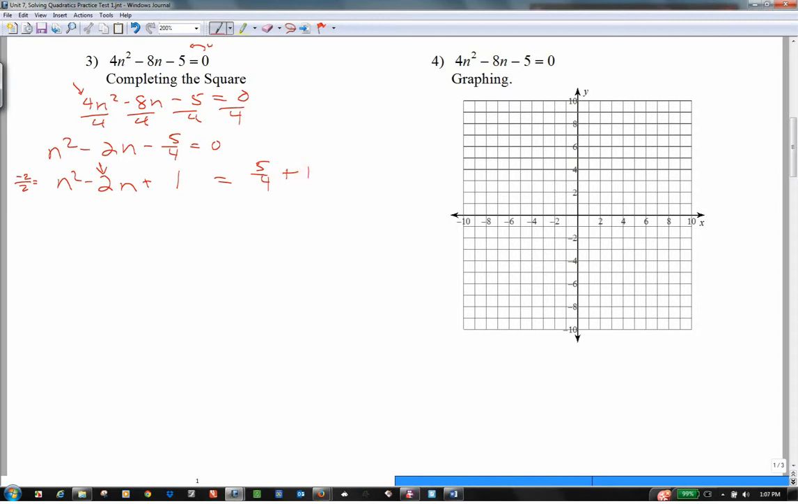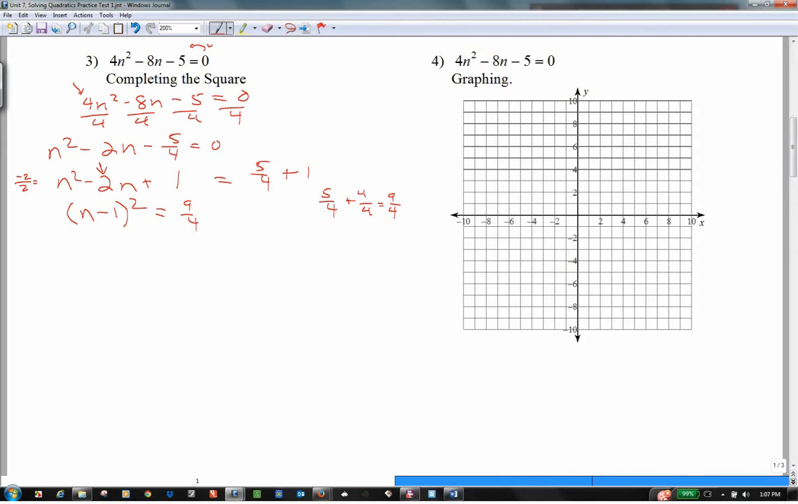So now that I've got a perfect square on the left-hand side, I can write it as a perfect square. It'll be half of the negative 2, so that's n minus 1 squared. And on the other side, I need to add those two numbers together. So 5/4 plus 1, and I need to give 1 a common denominator, so I'm going to make it 4 over 4, so I have 9/4. So really, 5/4 plus 1 is 9/4.